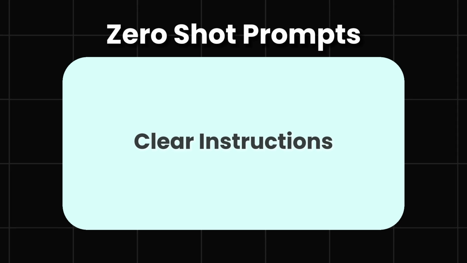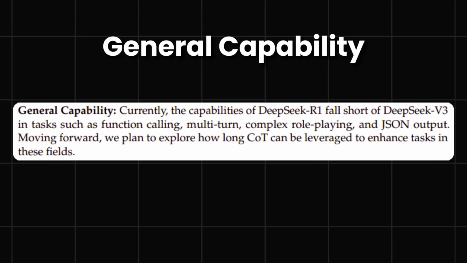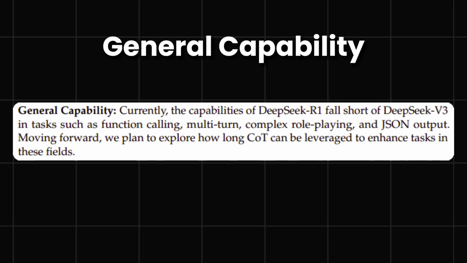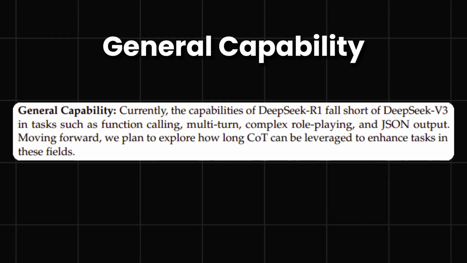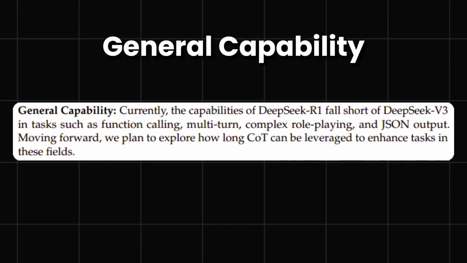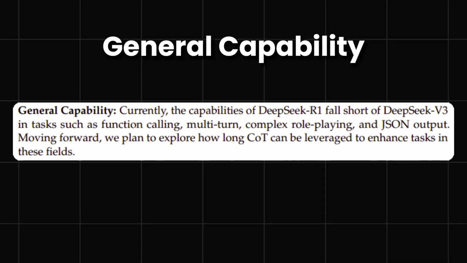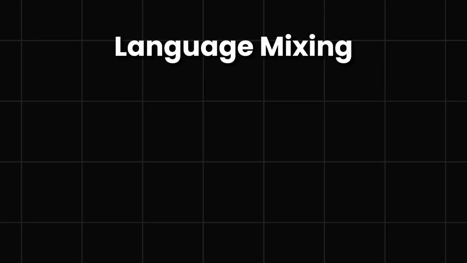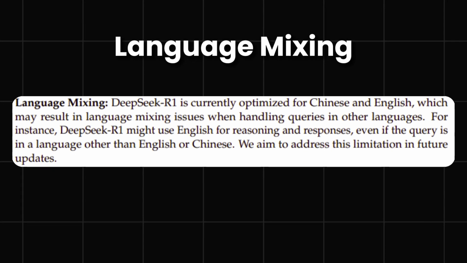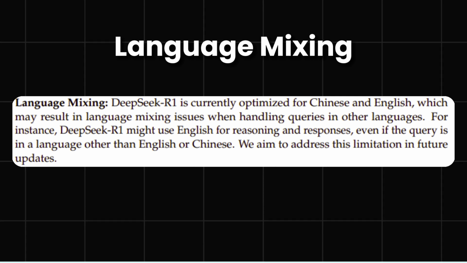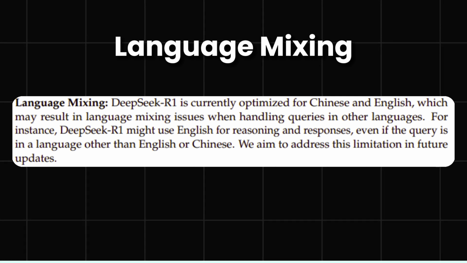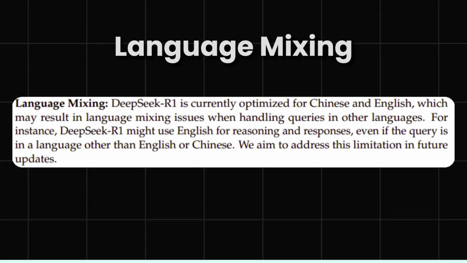The second issue it faces is general capability, whereby its capabilities fall short of DeepSeek V3 in tasks such as function calling, multi-turn, complex role-playing, and the infamous JSON outputs. Then there is language mixing, because DeepSeek R1 is currently optimized for Chinese and English, which may result in language mixing issues when handling queries in other languages.